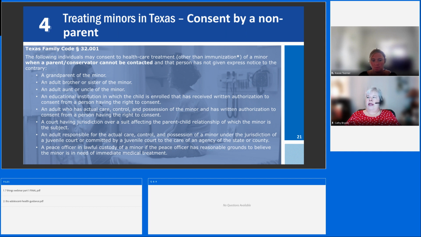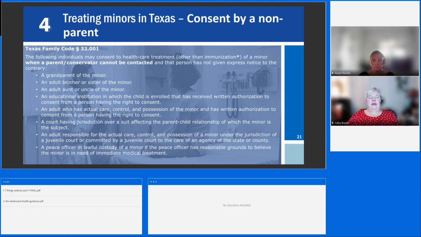If a parent or guardian is not available to consent for medical treatment, who can consent on their behalf so you can treat the child? The caveat to this laundry list of who can consent is that unless you've been given an express notice not to accept that. So, for instance, the first one is a grandparent of a minor. If the parent had told the practice, do not accept consent from Grandma Susie or whatever the name would be, then you've been given that express notice. So that would be the kind of thing you would want to note in your records so that you would know that that person could not give consent.